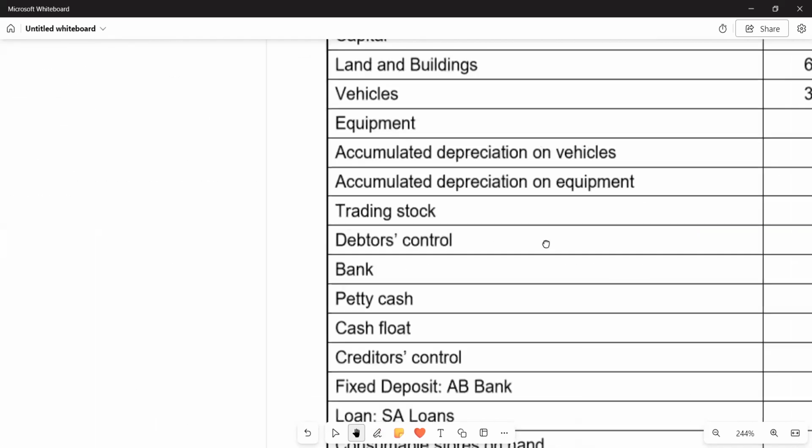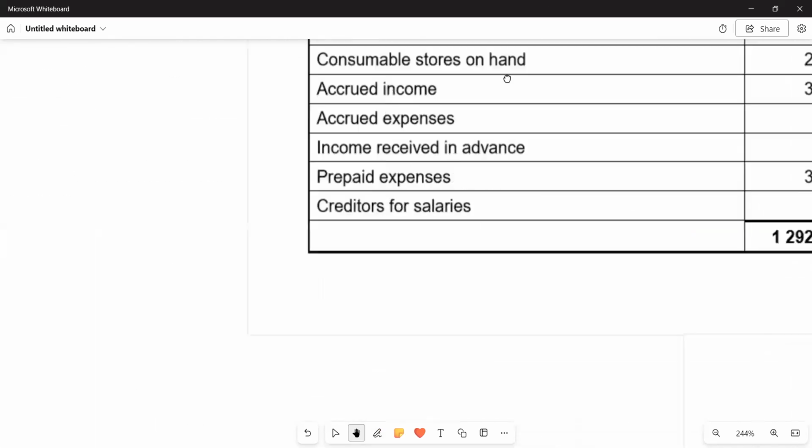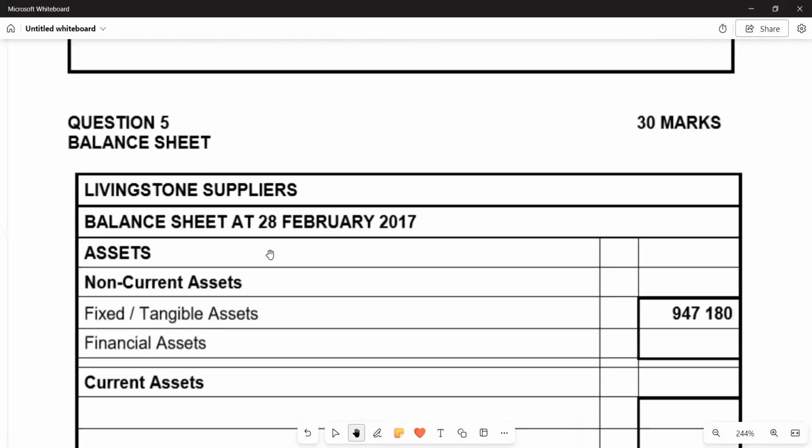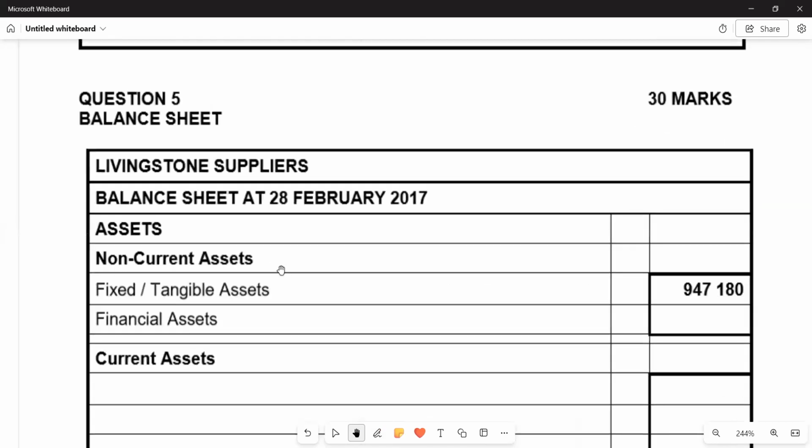What we are going to do now, if you go to our answer section, you'll see that we've got spaces that we are supposed to fill in on our balance sheet. This is the balance sheet of Livingstone Suppliers, balance sheet ended 20 February 2017. We're given assets, and at the beginning of the answer section we've got non-current assets, with fixed or tangible assets pre-entered, which is 941,108. Then we need to put our financial assets. We know that the fixed deposits represent the financial assets.